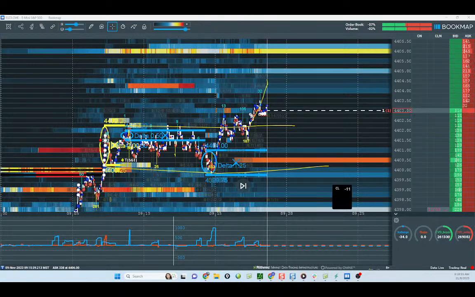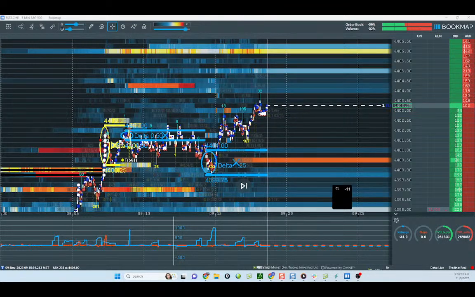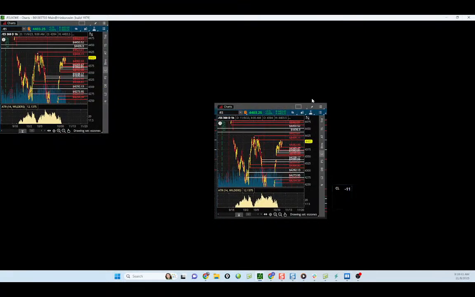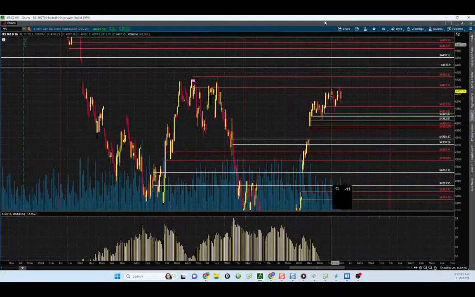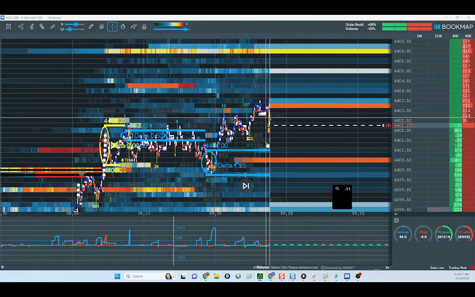So I need to see. Let's just make sure this wasn't an Izzy trade. I don't think it was. No, middle of nowhere. I deleted that one zone. So there's nothing to do on the Izzy setup.